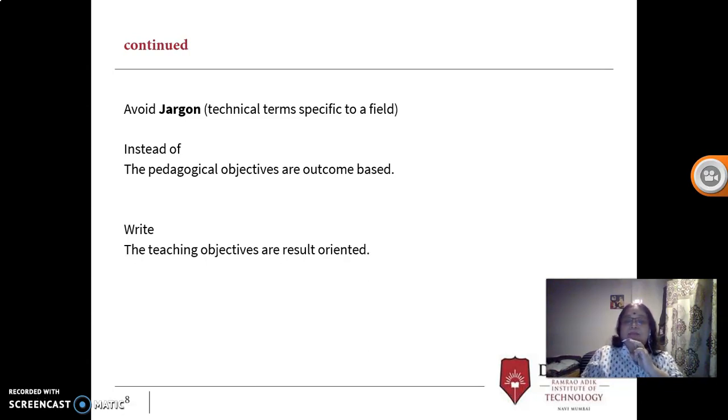Okay. So, even engineering students may be using a lot of jargon that is pertinent to what they're studying, but you can't use the same for everyone because they may not understand this. So, for example, let me take an example from the teaching domain. The pedagogical objectives are outcome based. Now, a simpler way without the jargon would be: the teaching objectives are result oriented, so that people can understand this and the message becomes very clear. So, when you're writing letters, it is very important to avoid jargon.